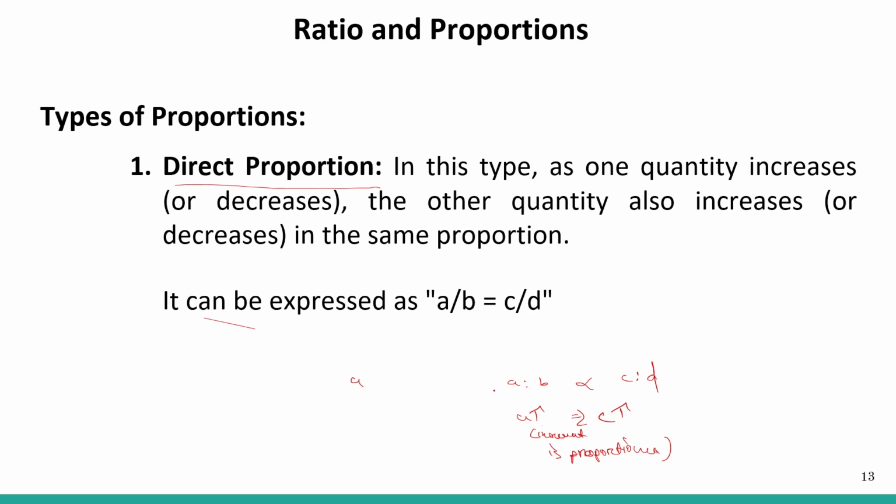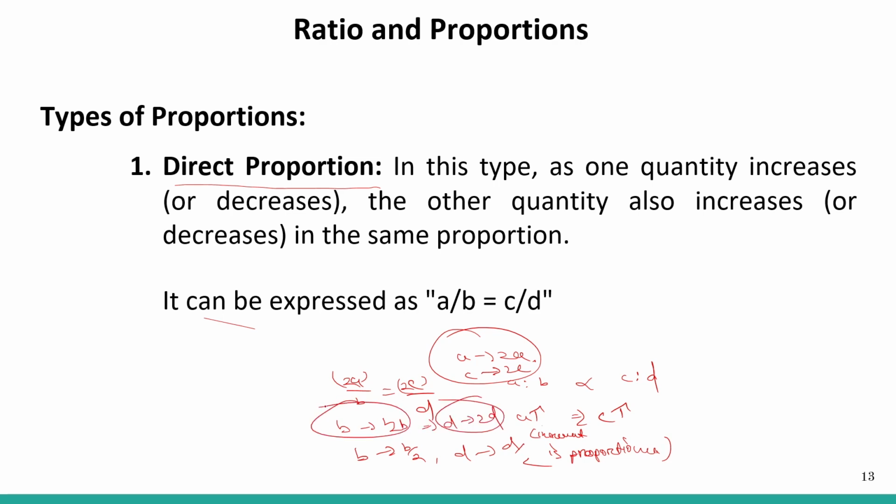That is, if A by B is directly proportional to C by D, this implies A by B is equal to C by D. So if A is multiplied by 2, the increment is 2A, then here the increment will also be 2C. If A becomes 2A, then C becomes 2C. And if B becomes B by 2, then D becomes D by 2. If B becomes 2B, this implies that D becomes 2D. This kind of increment, then we will say that these two ratios are directly proportionate, or in direct proportion.